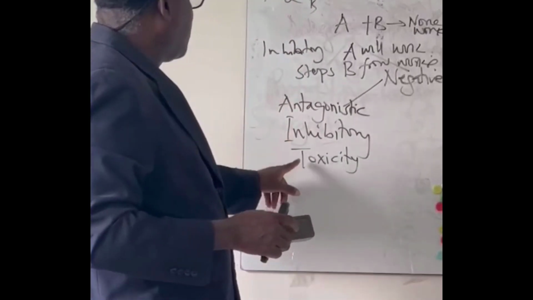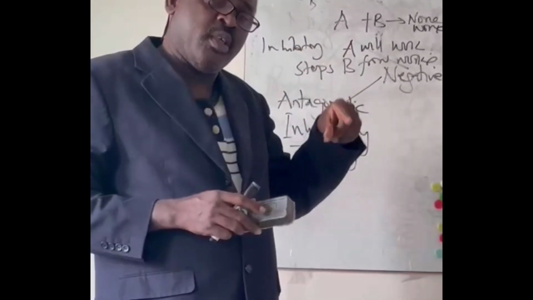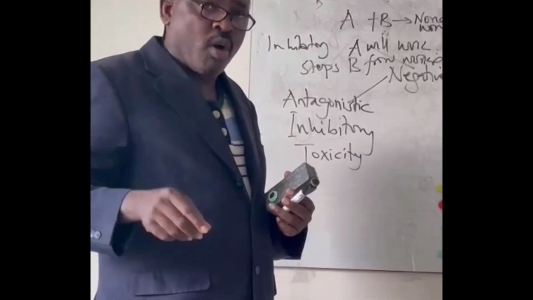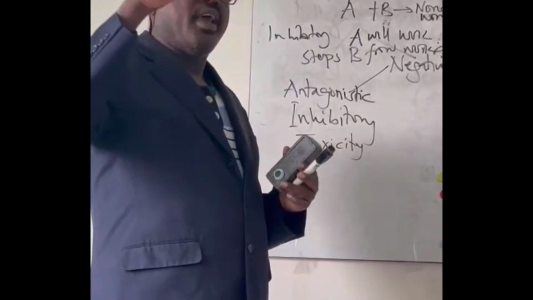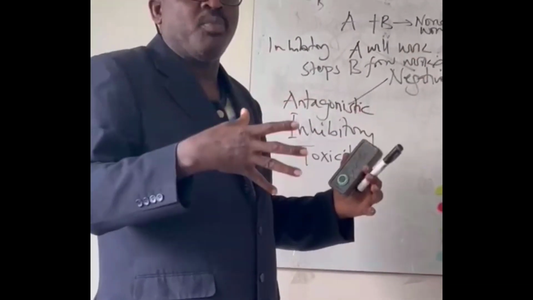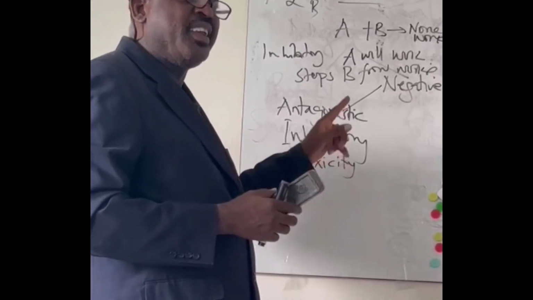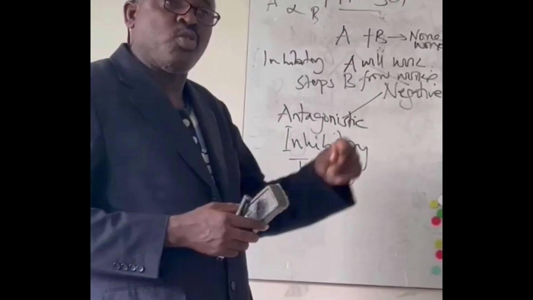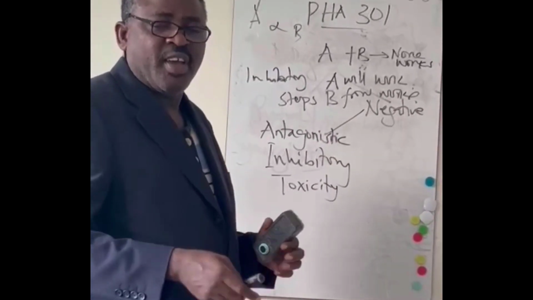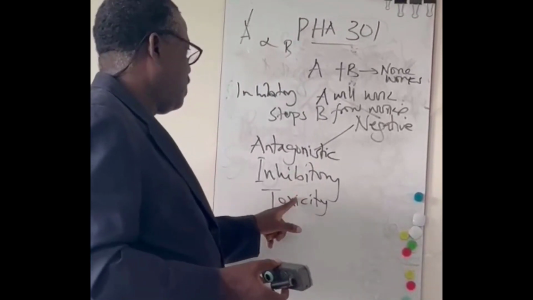Then the third one is toxicity. It is what happens in inhibitory that happens in toxicity, but the difference is that the B that does not work in toxicity, A will potentiate its effect so that it accumulates in the bloodstream to cause toxic reaction. You get me? The drug B that does not work in the inhibitory will accumulate in the bloodstream and will end up causing toxic reaction. That's what they call toxicity.